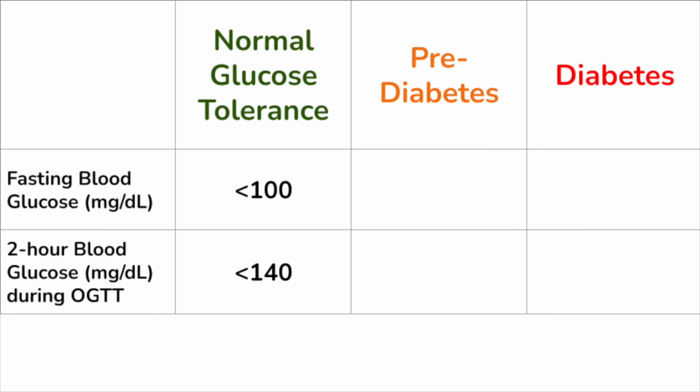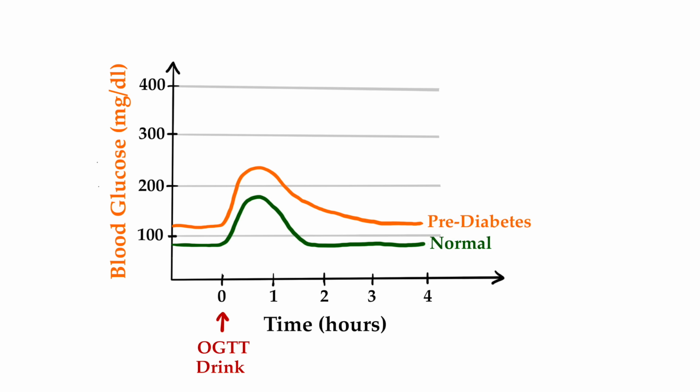Prediabetes is defined as fasting blood glucose between 100 milligrams per deciliter and less than 126 milligrams per deciliter, and between 140 and less than 200 milligrams per deciliter at the 2-hour time point in the standardized OGTT. So if we continuously measured the blood glucose level during the OGTT in someone with prediabetes, we would get a glucose curve that may look like this here.